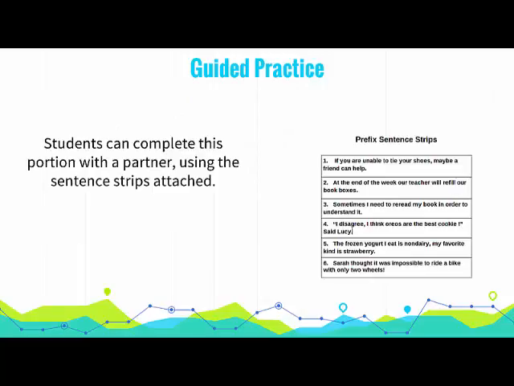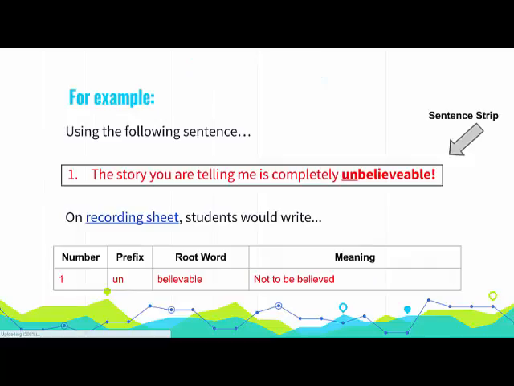Have the prefix sentence strips cut apart for students to use. With their partner, they will pick a strip, find the prefixed word, and discuss the meaning of each of its parts. On the recording sheet, they will write the prefix, root word, and meaning of the whole word together. This slide is an example of what the student work might look like.